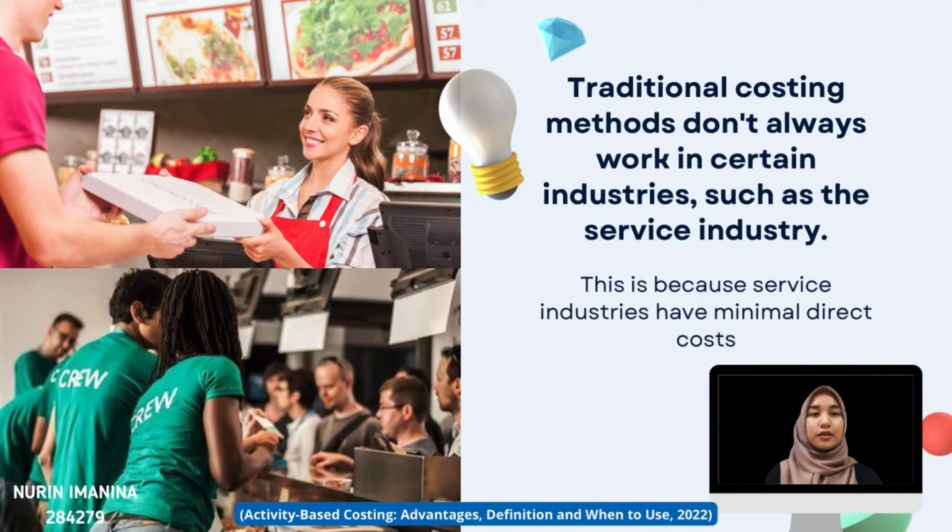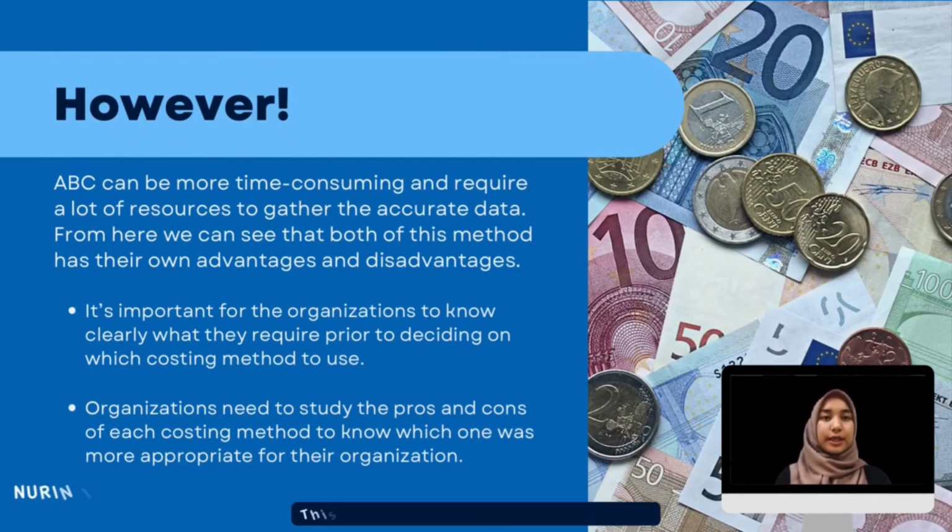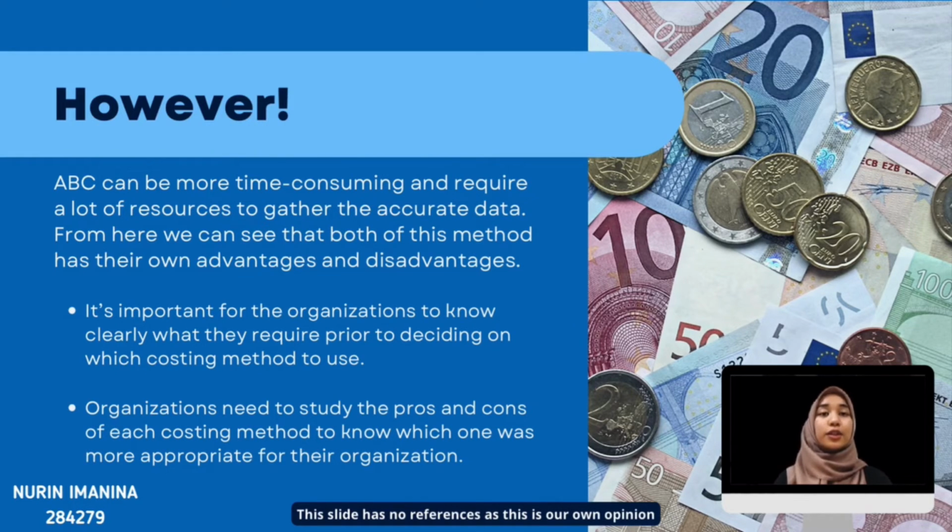During our research, we found out that traditional costing methods don't always work in certain industries, such as the service industry. This is because the service industry has minimal direct costs, so these industries will use activity-based costing since they apply the cost directly to the type of service. Reference from Activity-Based Costing, Advantages, Definition and When to Use, 2022. However, ABC can be more time-consuming and require a lot of resources to gather accurate data.